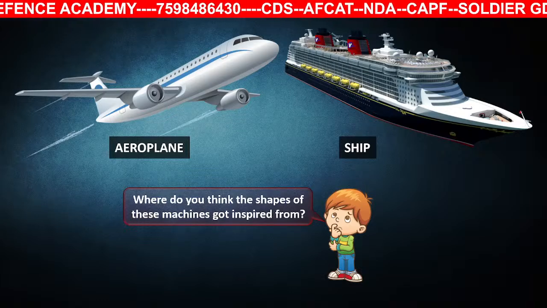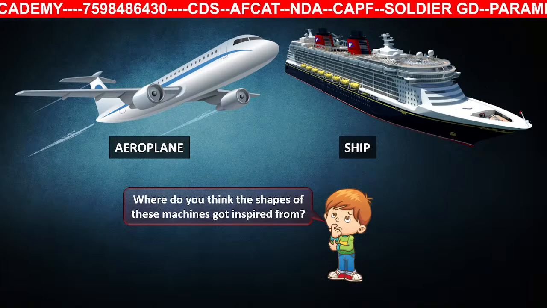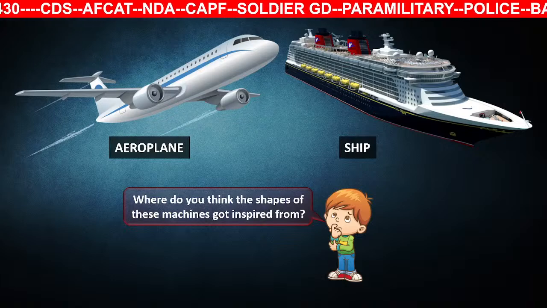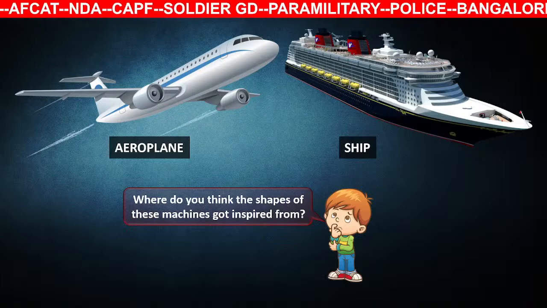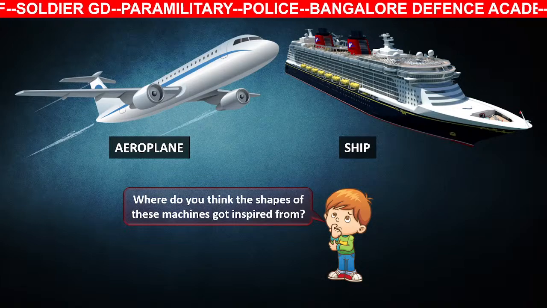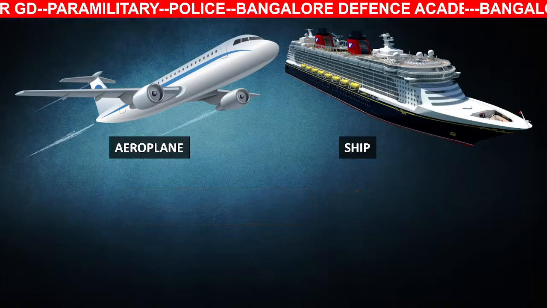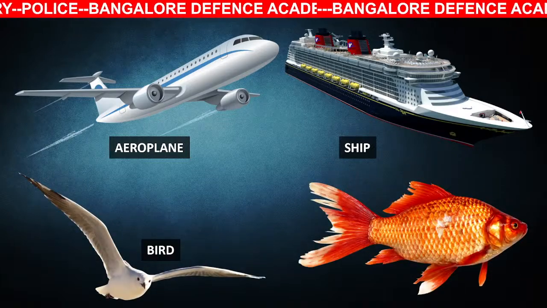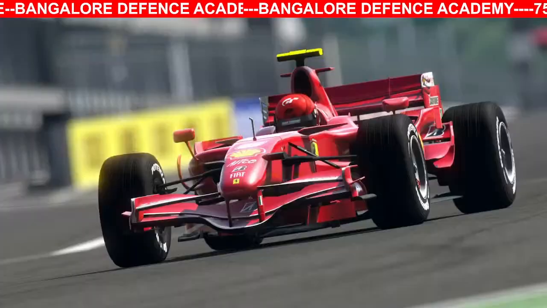The answer is Chennai. Now tell me, what is Detroit famous for? Manufacturing of automobiles. So what is Chennai famous for? Manufacturing of automobiles. Okay, remember this. So we got inspiration from birds, and then we got inspiration from fish, in order to design these.